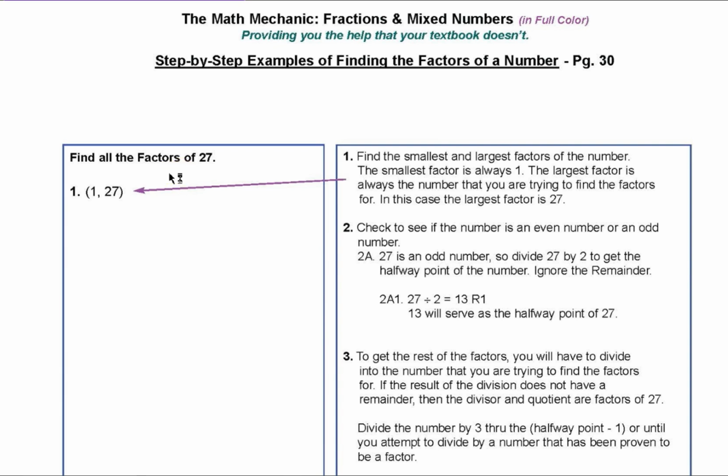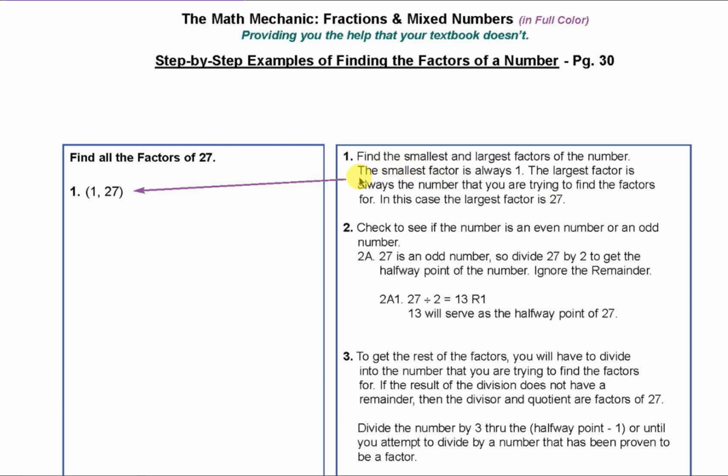In this example, we are going to find all the factors of 27. Step 1. Find the smallest and largest factors of the number. The smallest factor is always 1. The largest factor is always the number that you are trying to find the factors for. In this case, the largest factor is 27.